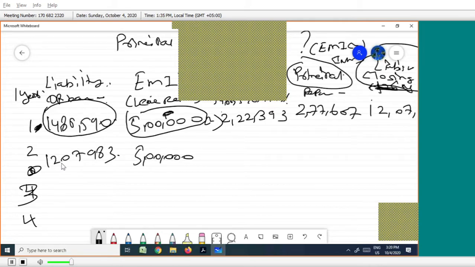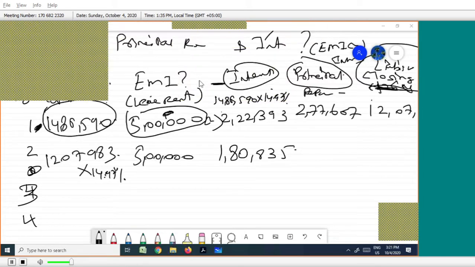Again I am paying 5 lakh rupees EMI in the second year. So again I have to calculate 12 lakh 7,983 into 14.97 percentage, equal to how much? 1 lakh 80,835 is my interest.